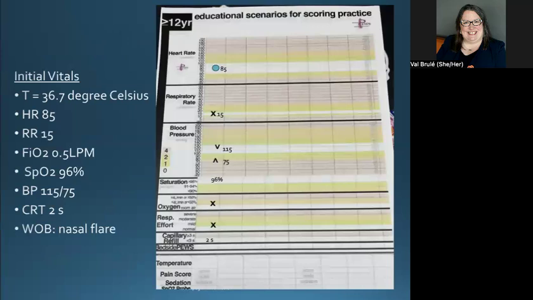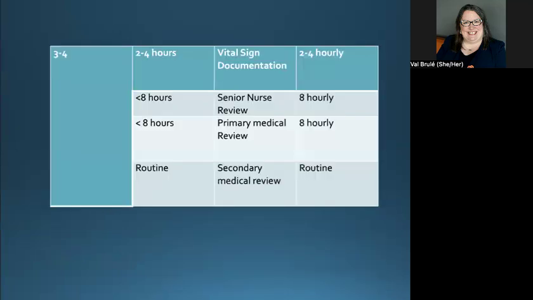For this, you would chart all the vital signs in these categories. For respiratory effort, it would be considered mild. The score calculation is a score of 3. This would mean every 2 to 4 hours, you would be documenting vital signs. A senior nurse review would be within 8 hours, primary medical review the same, and secondary medical review would be routine. So that means, however, you normally are communicating about your patient to the most responsible physician, which is often at rounds or during any scheduled or planned reviews of patient lists.